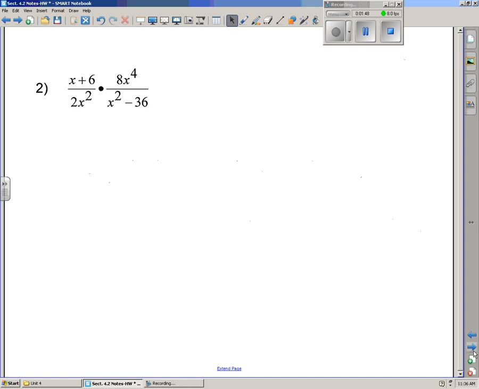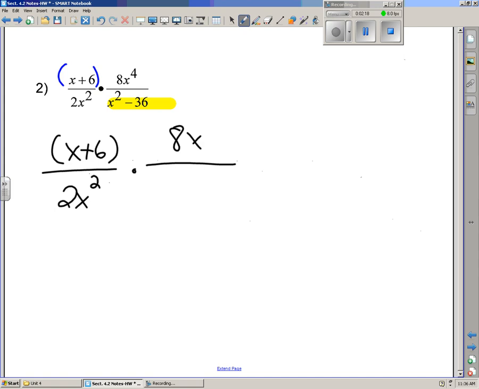So in number 2, the x plus 6 is a binomial. Nothing can be done to factor it. It should really be in parentheses. The 2x squared is just a monomial. It can't do anything. The 8x to the 4th is a monomial. You can't do anything. But this bottom right denominator is a binomial that can be factored, and it's factorable by difference of squares. So what happens is I'm going to rewrite everything that I'm not going to touch. In other words, this first fraction's numerator stays as is, as does the denominator. The second fraction's numerator stays as it is, but its denominator is difference of squares, x plus 6, x minus 6.